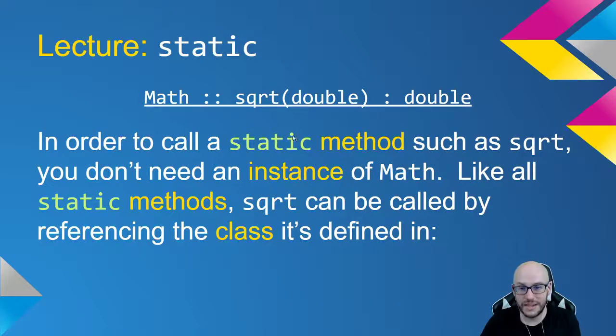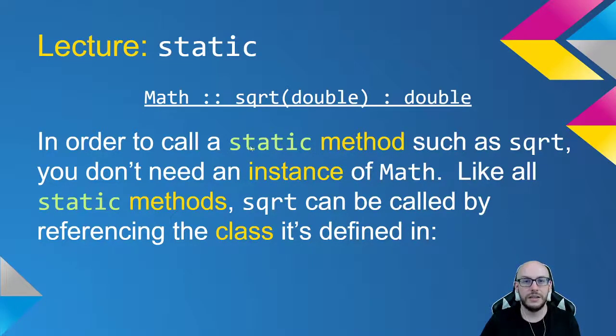In order to call a static method, such as sqrt, you don't need to make an instance of Math. You don't make a Math object. We have never made a Math object. We have used these methods. We've made Scanner objects. More recently, we started making custom objects. We've never made a Math object. Like all static methods, sqrt can be called by referencing the class that it's defined in.